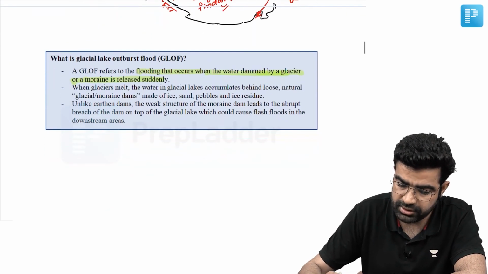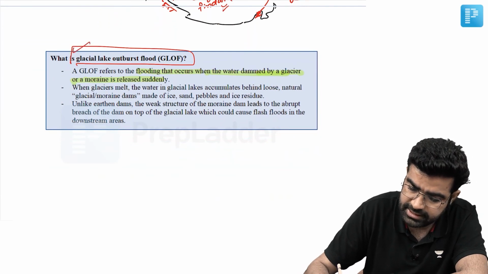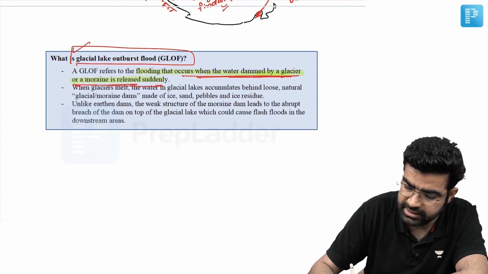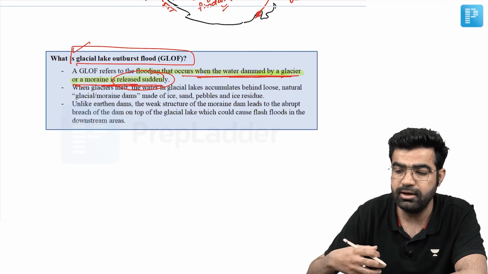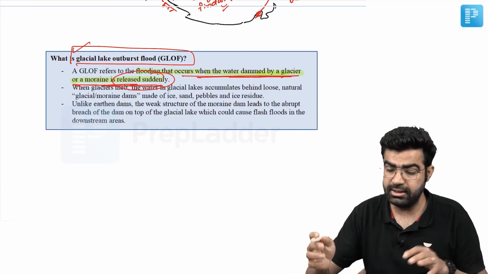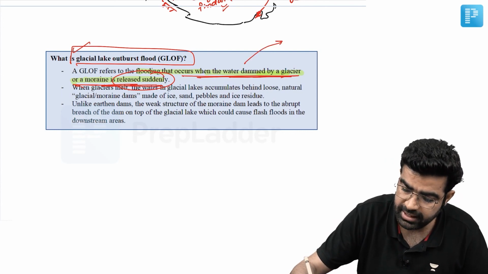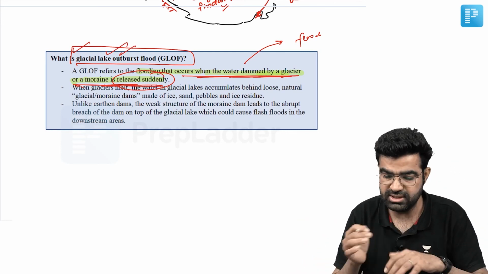Now, if we talk about glacial lake outburst flood, what is this? It generally occurs when the water dammed by a glacier or a moraine is released suddenly. All of a sudden, a glacier is melting or the water is released from the glacier for some reason. It will result in flooding, and this is known as a glacial lake outburst. So this is the phenomenon.